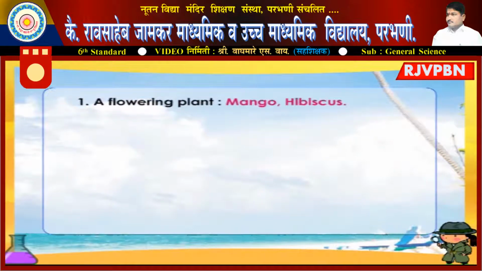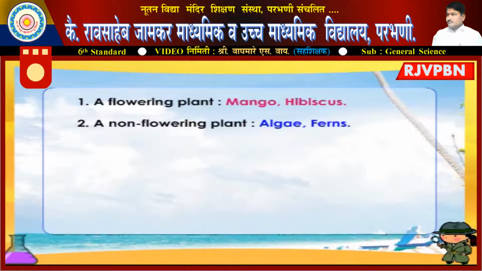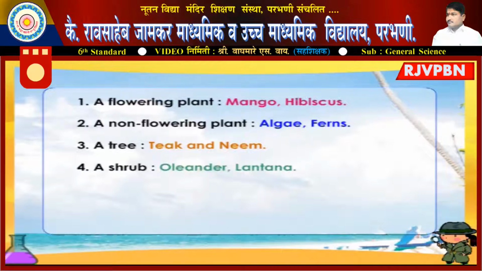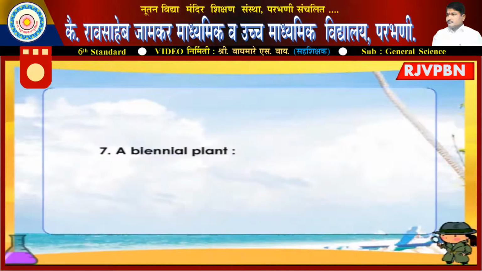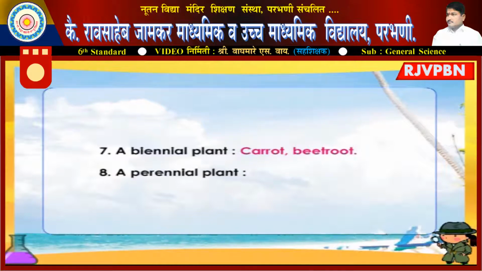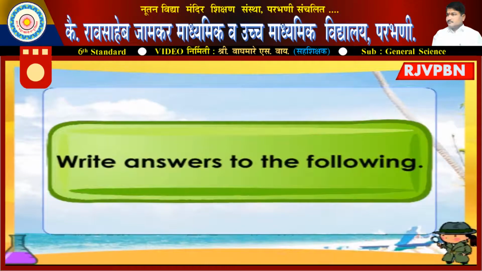Write two names of each. A flowering plant: mango, hibiscus. A non-flowering plant: algae, ferns. A tree: teak and neem. A shrub: oleander, lantana. A creeper: pumpkin, cucumber. An annual plant: mango, jackfruit. A biennial plant: carrot, beetroot. A perennial plant: mango, gulmohar.